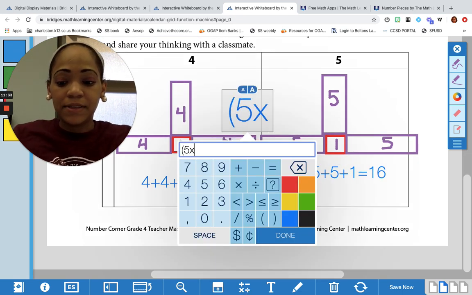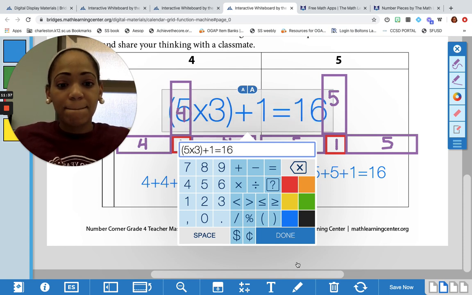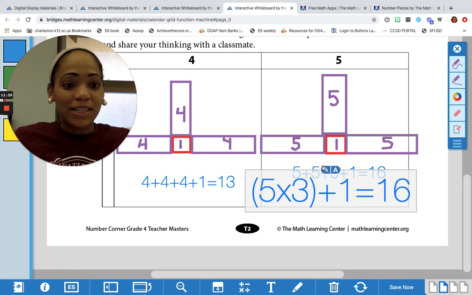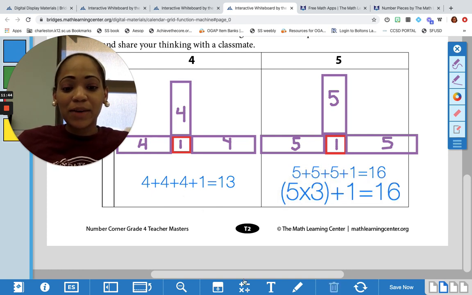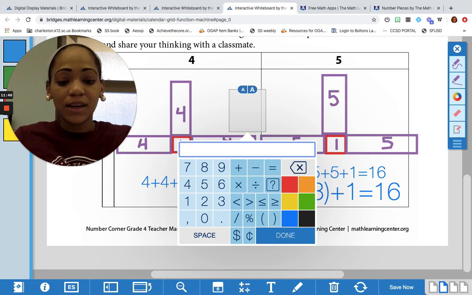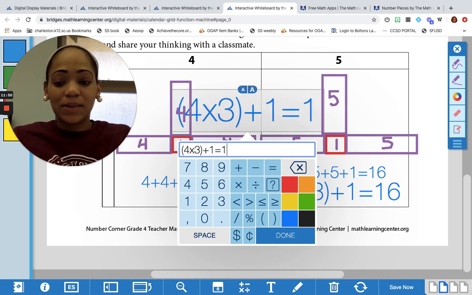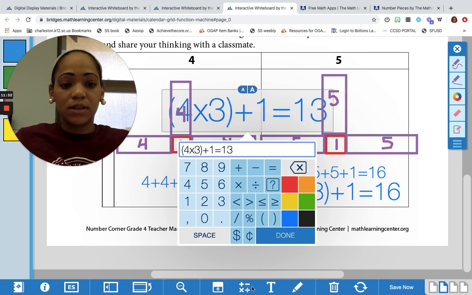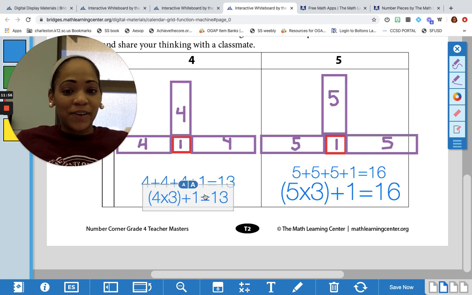I have 5 times 3 plus 1. Do y'all see it? Is it making sense? So then on the fourth, it would be 4 times 3 plus 1, which equals 13. Guys, we are very close.